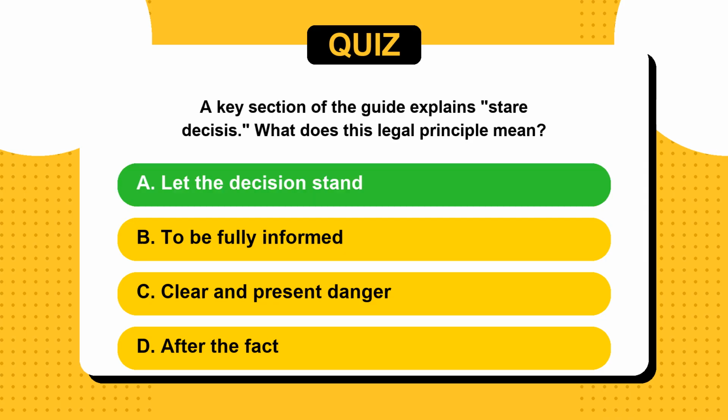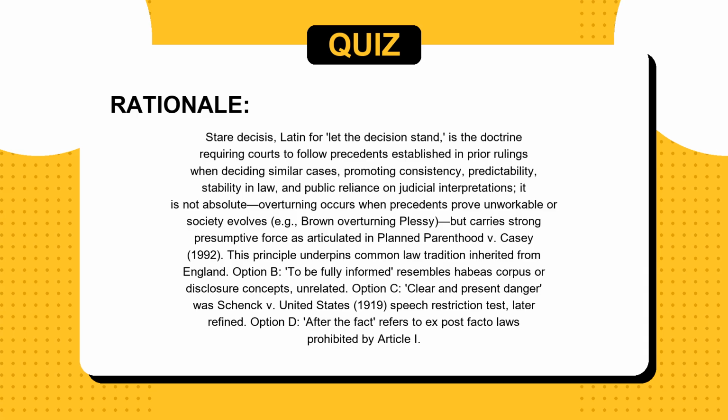The answer is A. Stare decisis, Latin for let the decision stand, is the doctrine requiring courts to follow precedents established in prior rulings when deciding similar cases, promoting consistency, predictability, stability in law, and public reliance on judicial interpretations. It is not absolute. Overturning occurs when precedents prove unworkable or society evolves, e.g., Brown overturning Plessy, but carries strong presumptive force as articulated in Planned Parenthood v. Casey, 1992. This principle underpins the common law tradition inherited from England.